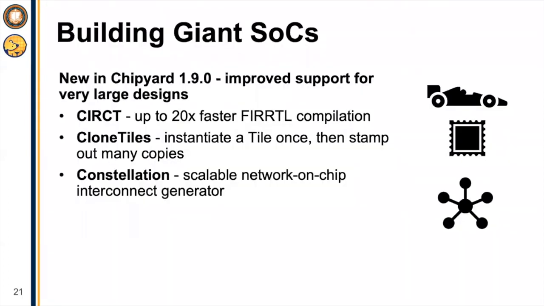I want to point out that we can now support building very large SoCs in Chipyard 1.9. A combination of different features that are new in 1.9 support this. I mentioned Circuit, a much faster FIRRTL compiler. There's also a feature called clone tiles, which allows us to instantiate a tile once and then create many copies of it, so we don't have to repeatedly create many instances of the same design. We also have a scalable network on chip interconnect generator now, so we can build a more realistic many-core system instead of just tying them all to a shared crossbar.